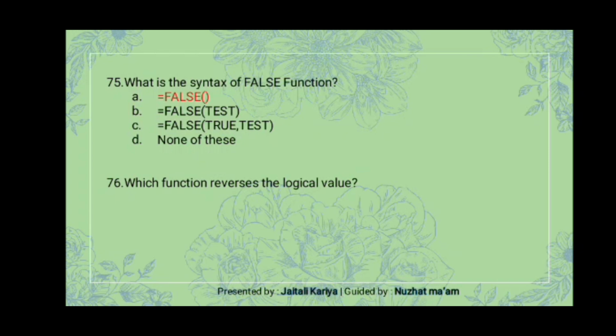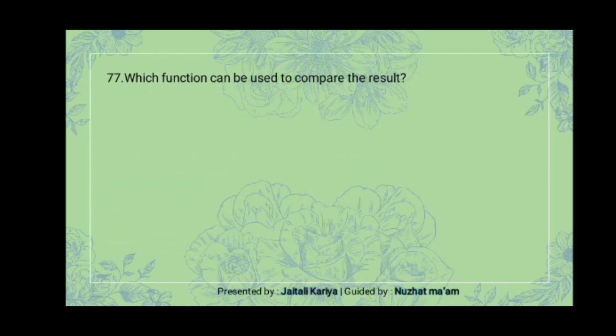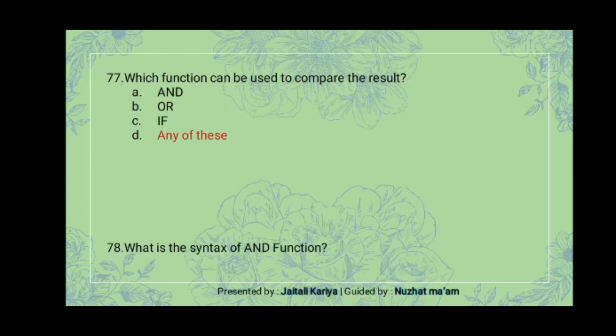76. Which function reverses the logical value? A. And, B. Or, C. Not, and D. If. And the correct answer is C, that is not. 77. Which function can be used to compare the result? A. And, B. Or, C. If, and D. Any of this. And the correct answer is D, that is any of this.